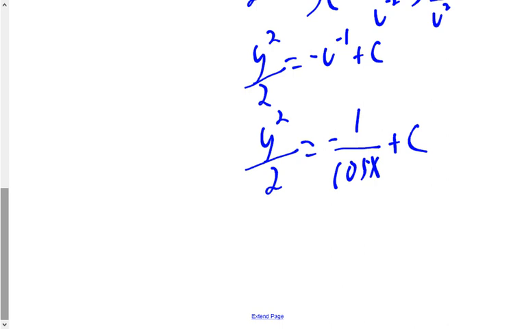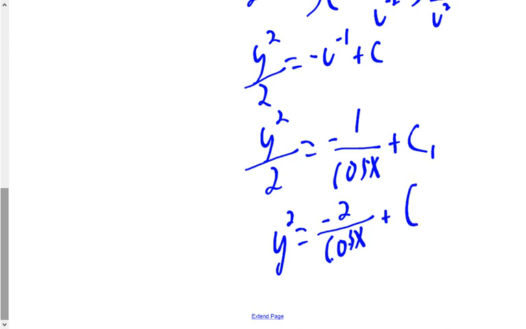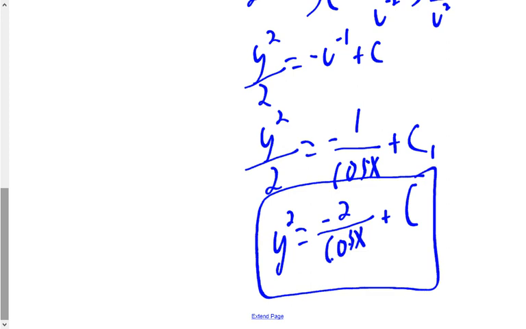And now I want it in y squared. I want to get rid of that fraction, so I'm going to multiply everything by 2. And sorry, this would be c1. And then once I multiply it by 2, it would turn into c. c1 is definite to that equation. Once I multiply it by 2, now I'm getting into it could be anywhere. So that's my general solution.